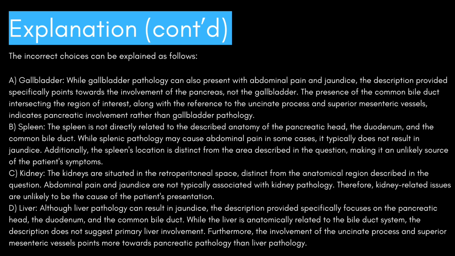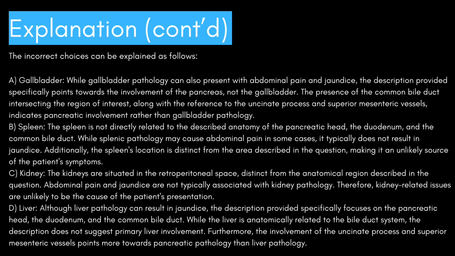B, spleen. The spleen is not directly related to the described anatomy of the pancreatic head, the duodenum, and the common bile duct. While splenic pathology may cause abdominal pain in some cases, it typically does not result in jaundice. Additionally, the spleen's location is distinct from the area described in the question, making it an unlikely source of the patient's symptoms.